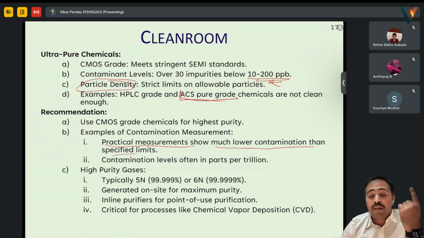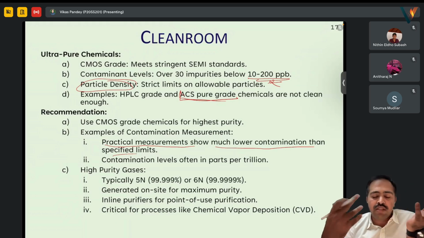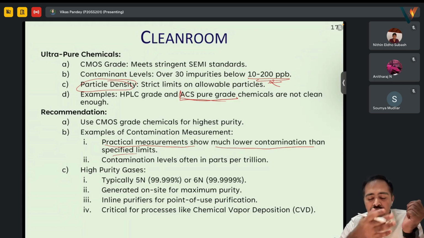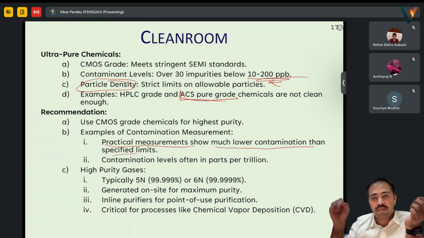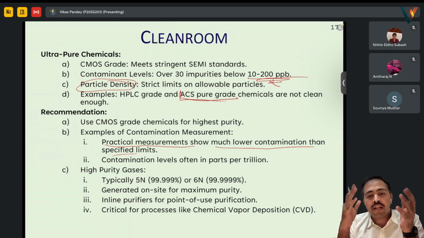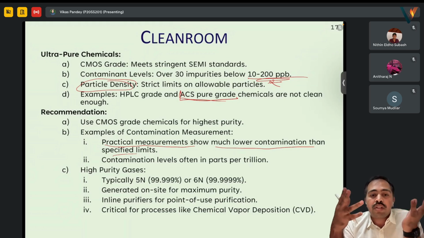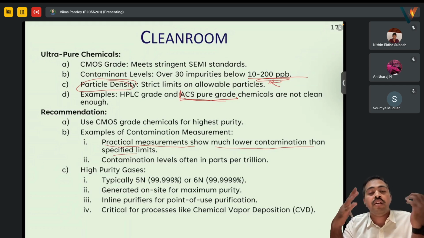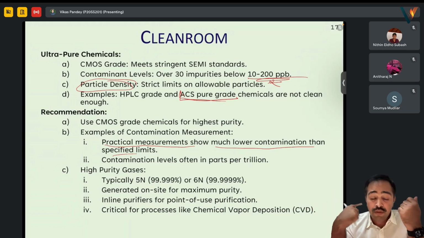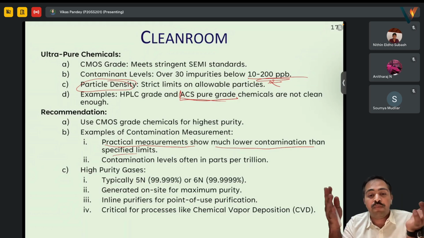Okay, the gases that we use, nitrogen, oxygen, or whatever gas you are using for your experiment or your work, that also should be 5N to 6N purity. 5N means 99.999, okay, 6N means 99.9999. So to ensure this, we cannot have a gas cylinder transported from far away. So that also has to be generated on site for maximum purity with a very good inline purifier.